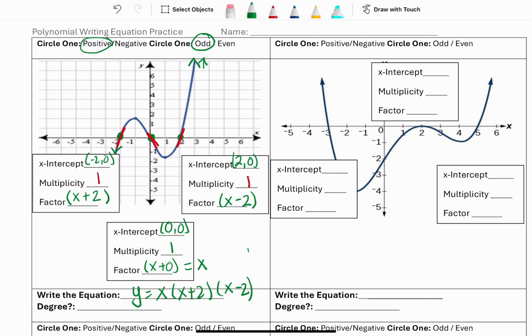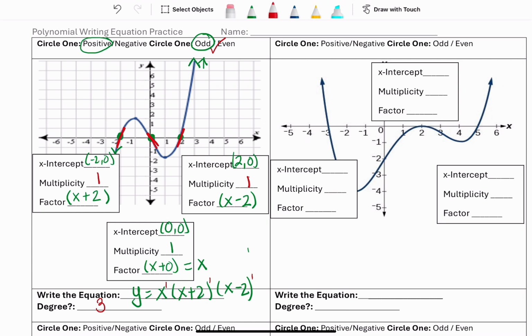Now, how do I find the degree? Again, remember, you're looking at the exponents. If I have an exponent of 1, an exponent of 1, and an exponent of 1, that adds up to give me a degree of 3. That makes sense that it would be odd because it has a degree of 3, and 3 is an odd number. Okay, so now I'm going to look at an even graph.